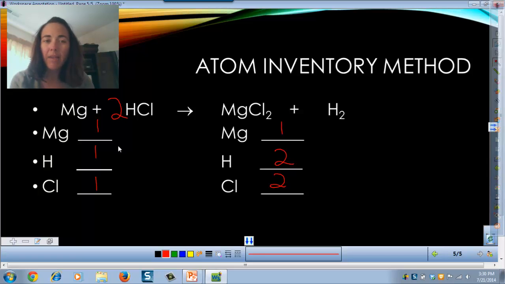Now when I do that, that's going to give me 2 hydrogens, so I'm just going to change the inventory here, and look, it balanced the hydrogen. But this 2 also affects the chlorine that's here. So now I have 2 chlorines. And just like that, this equation is now balanced, because I have 1 magnesium on both sides of the equation, and I have 2 hydrogens and 2 chlorines on each side of the equation. So the coefficients that balance this reaction are 1, it's understood, 2, 1, 1. And that's how you do the atom inventory method.